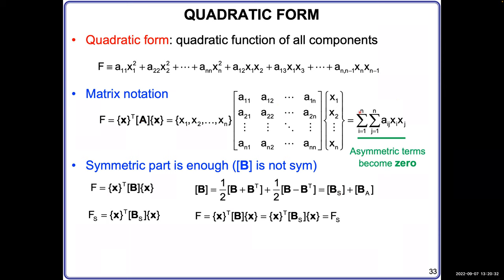The only value remaining there is the symmetrical part, okay? What it means is, if we multiply x transpose with B times x, if you input B_A here, it equals zero. If you put B_S here, it gives the final non-zero result. It gives this one, okay?